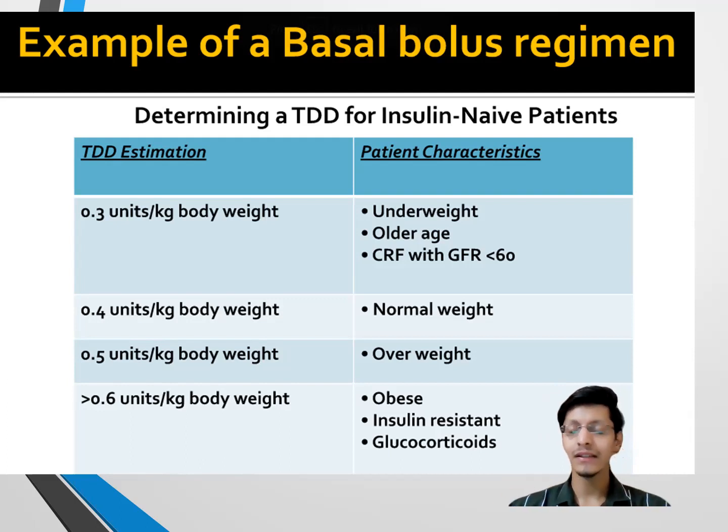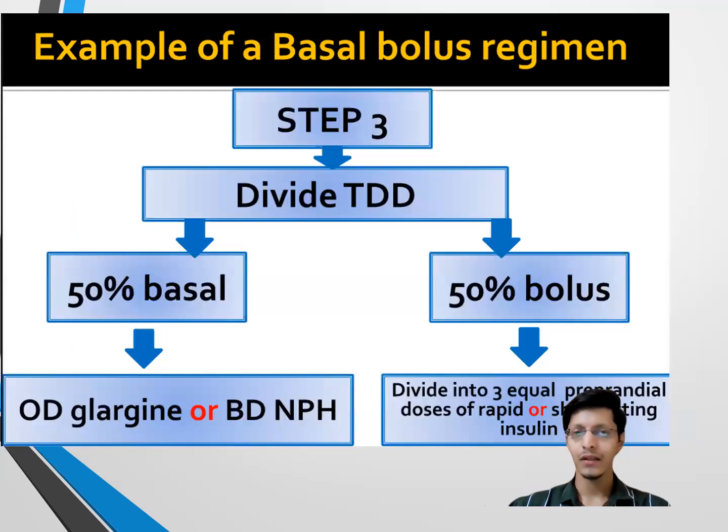So I am considering a weight of 60 kg. Fine. So 60 kg into 0.4, it came out to be 24. So the total daily dose is 24. Fine. This is for insulin-naive patients. So I have calculated a total daily dose of 24. You got it? How did 24 come out? 60 times 0.4 came out to be 24.